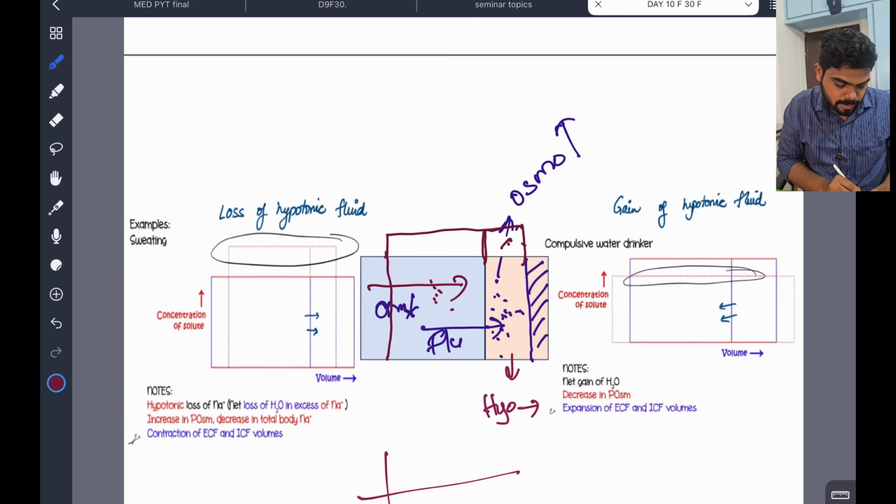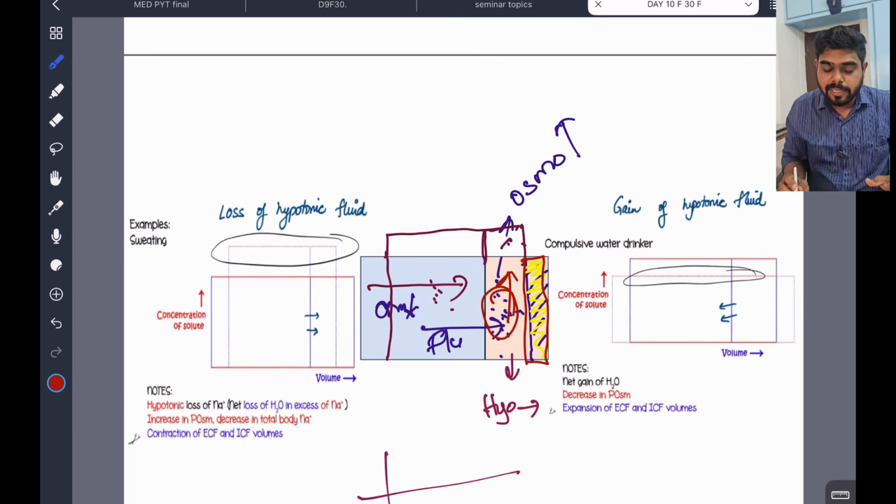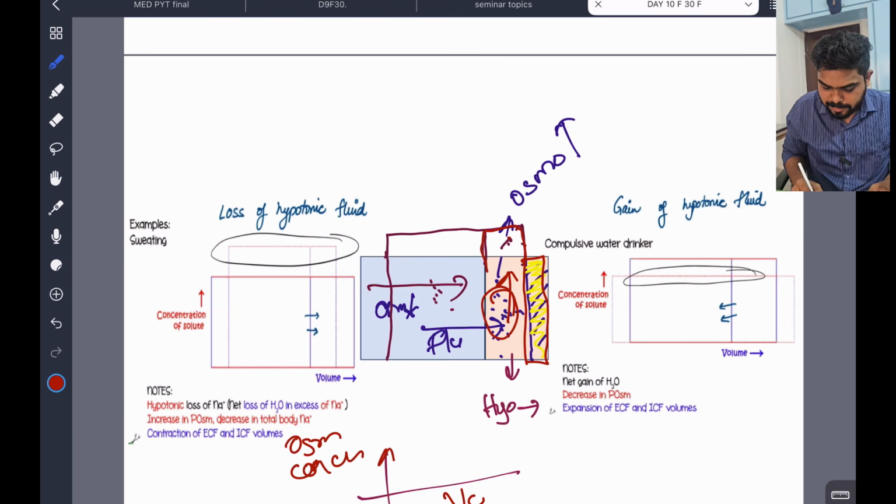We have some fluid loss, hypotonic fluid. So this much hypotonic fluid is lost, and the volume graph shifts to the left. Volume came down, this much volume is lost because of hypotonic fluid loss. So the concentration increases here. Volume decreased, concentration increased, with concentration or osmolarity on the y-axis and volume on the x-axis.